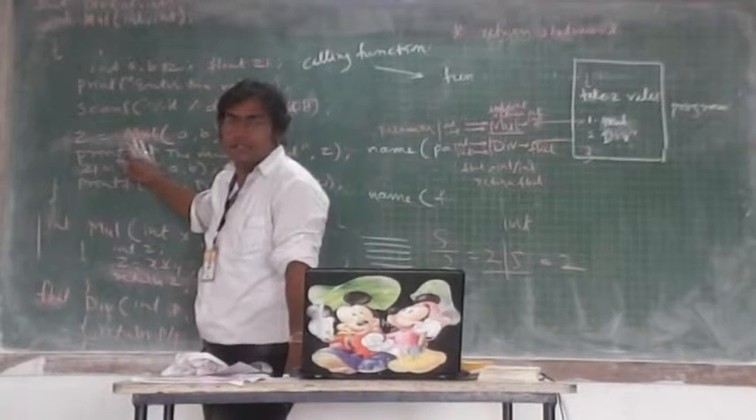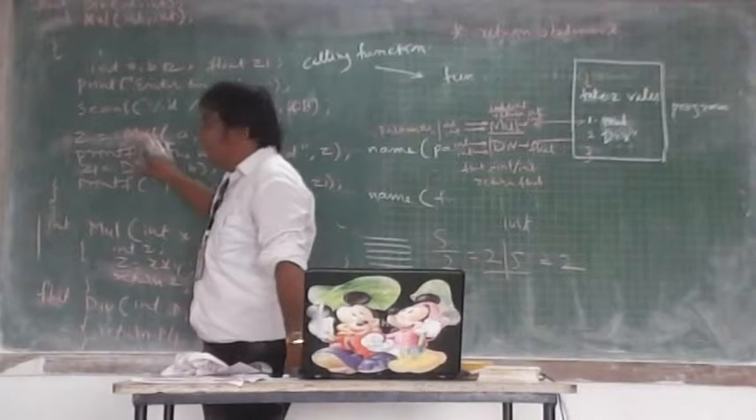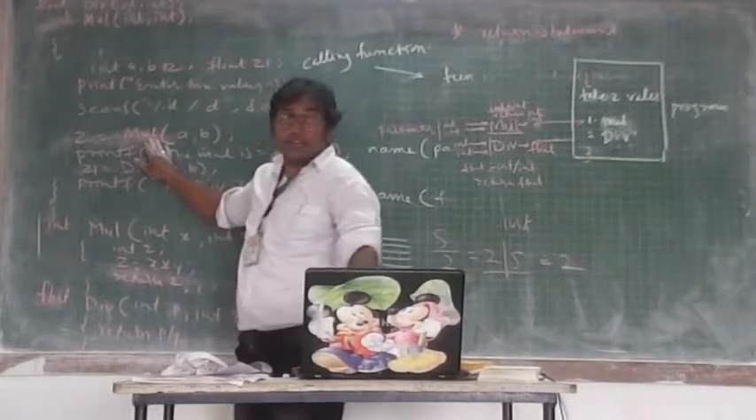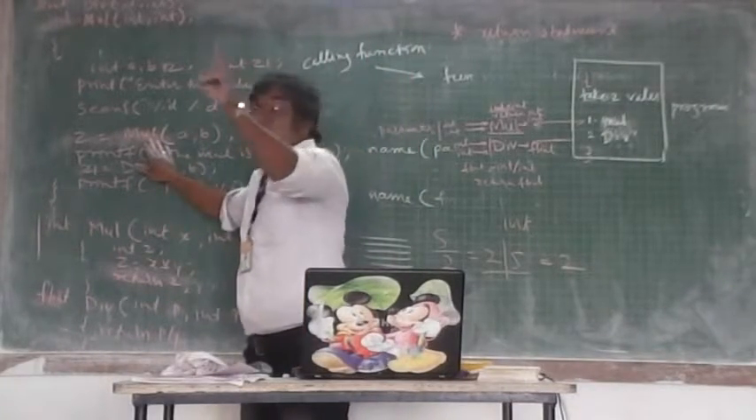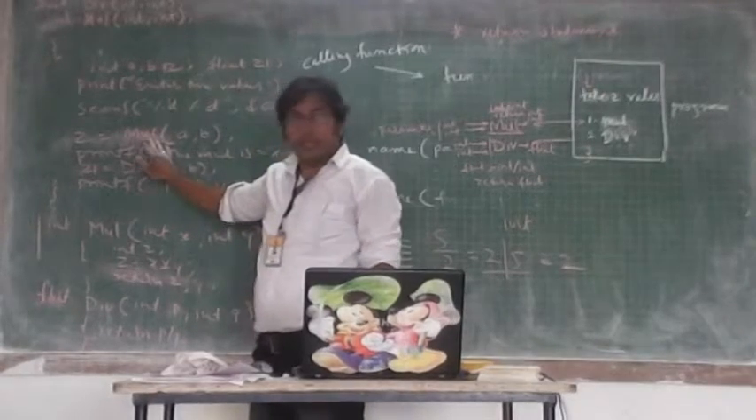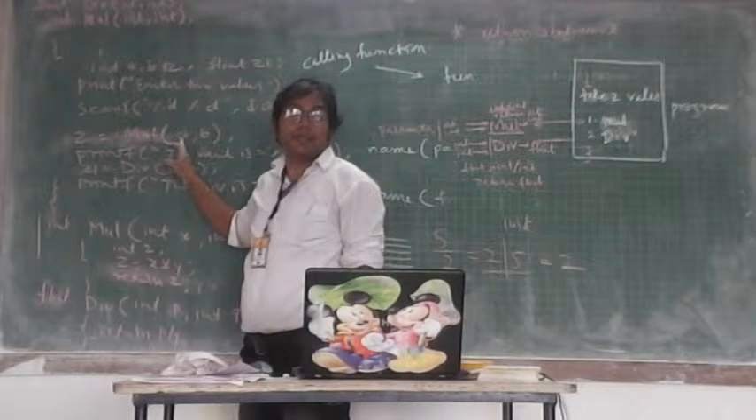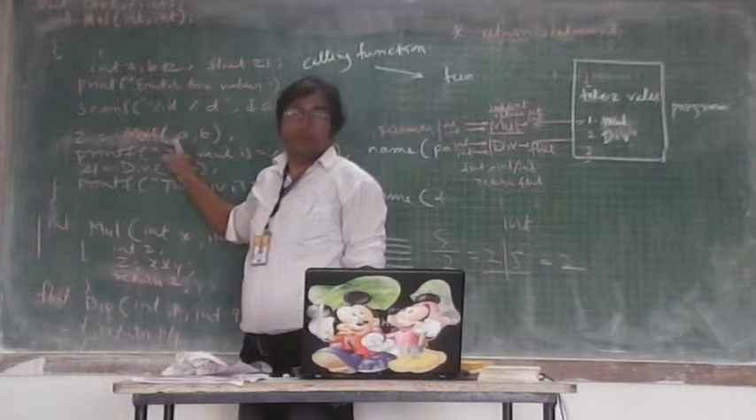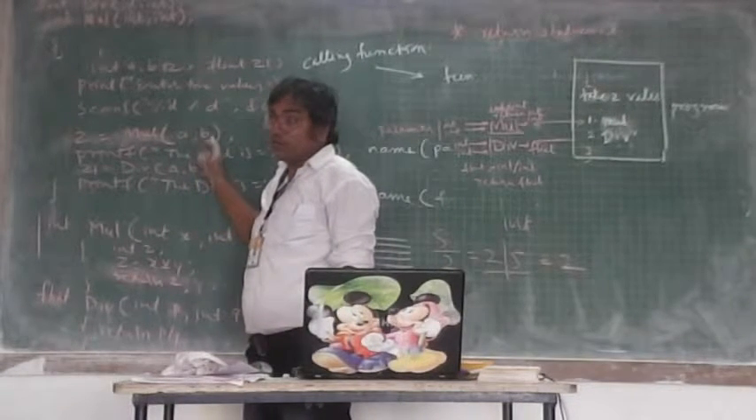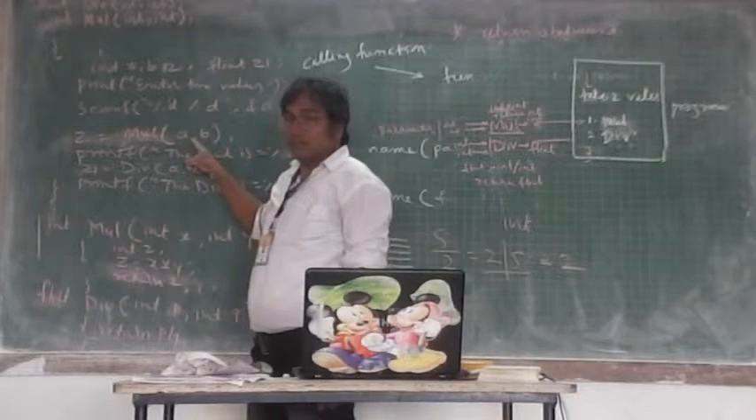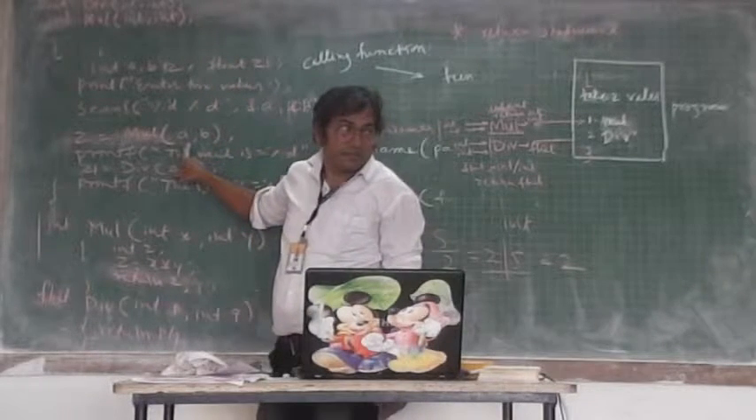The compiler understands that mul is a function, and the compiler also knows that the function takes two integer values. The compiler checks the parameters, whether they are of type integer or not, whether the data type matches the declared one for this actual parameter.